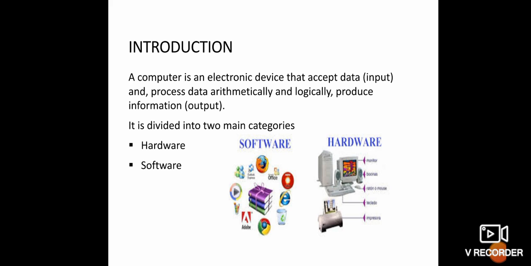A computer is an electronic device that accepts data in the form of input, processes the data arithmetically and logically, and produces information in the form of an output. It is divided into two main categories: the hardware and the software. Hardware components are the physical components of a computer which can be touched and felt, whereas software is the instructions that are stored in a computer.